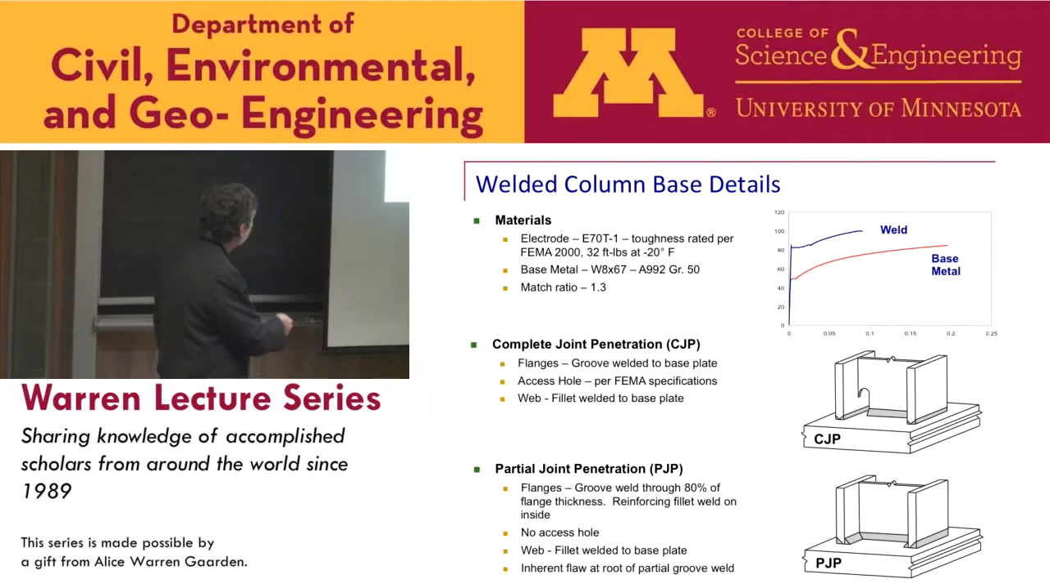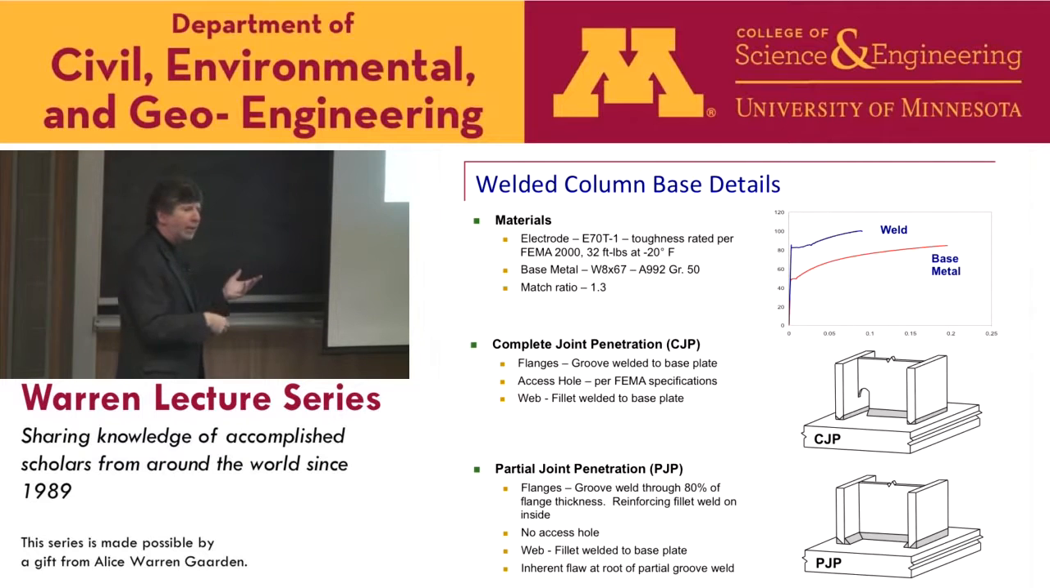We also looked at a partial joint penetration weld detail, this one shown down here. This one is not allowed by the building code, in large part because you can't inspect this weld at the intersection here. They like to see this big access hole so you could get access in to inspect it. As we'll show, we actually get better behavior out of this one here.